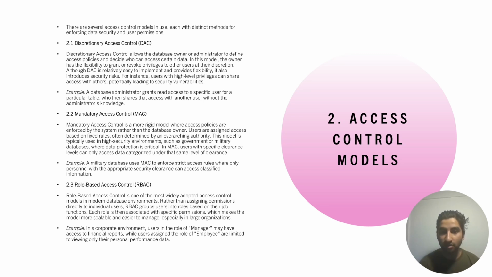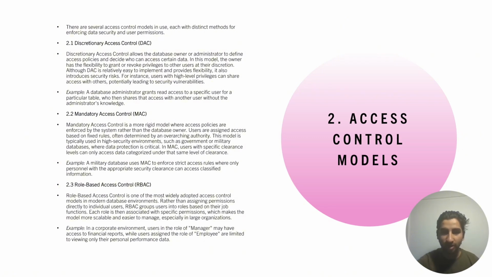And number two, we have access control models. There are several models of database access control, each with its own methodology for enforcing restrictions on the data access. So 2.1 is discretionary access control (DAC). It is basically a model in which the database owner defines access policies. In this model, the owner has the discretion to grant or revoke access rights to the users. DAC allows for flexibility in controlling data, making it suitable for environments where access policies need to be dynamic.